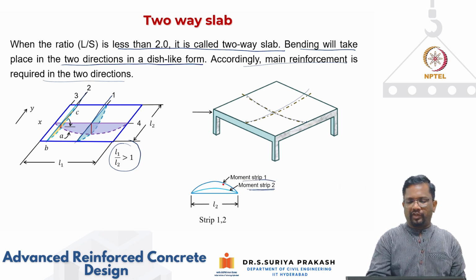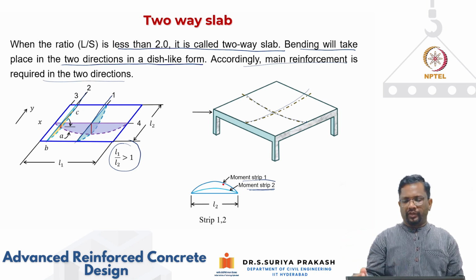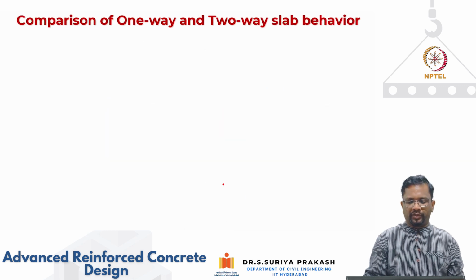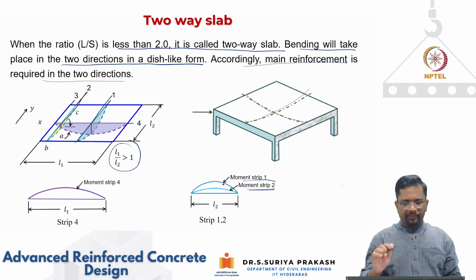But strip 1 is away from the support, so it's going to have a larger curvature, and then you're going to have larger moment in strip 1. Similarly, in strip 4 also, you're going to have some moment, okay, but that moment is also going to be there. So in this way, the moment is proportional to the curvature of the bending, okay.